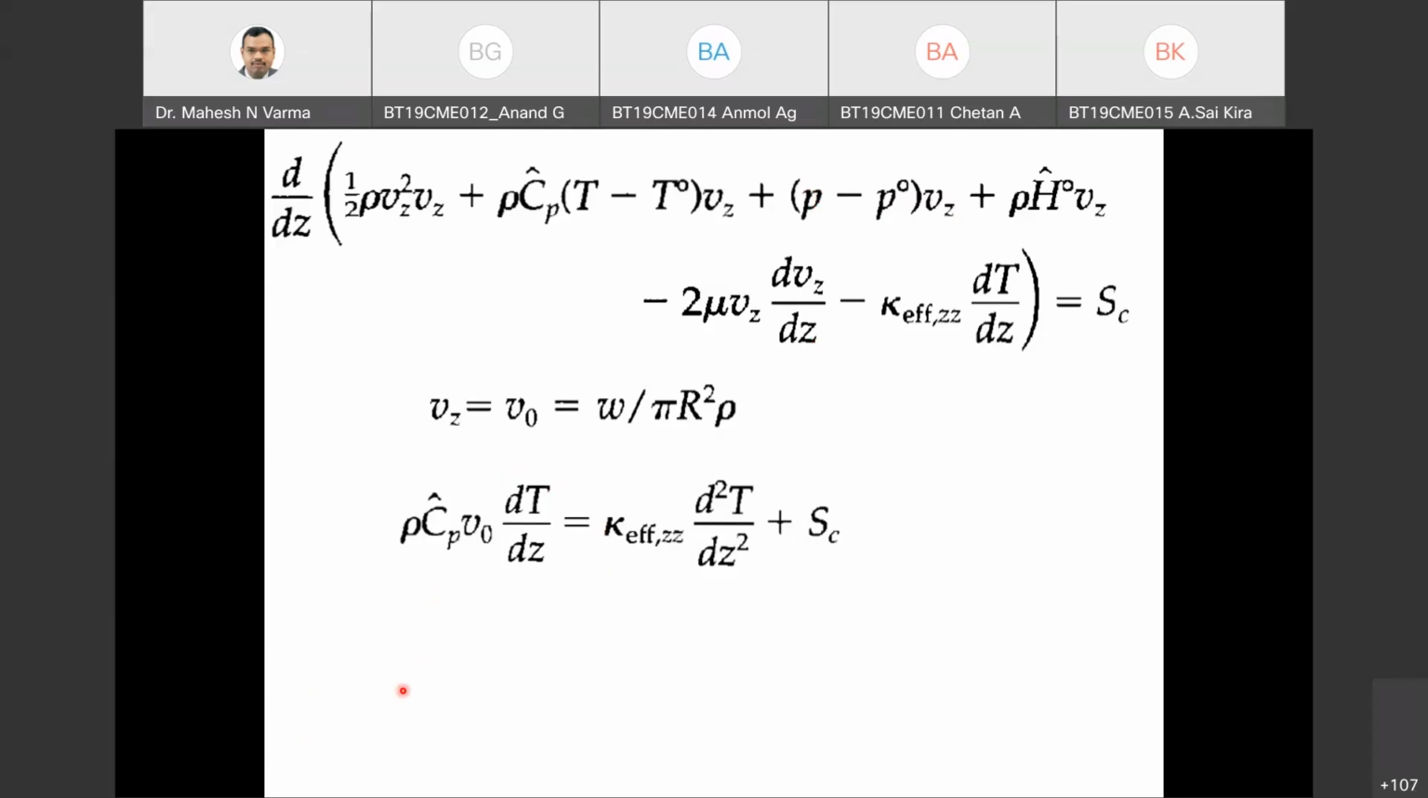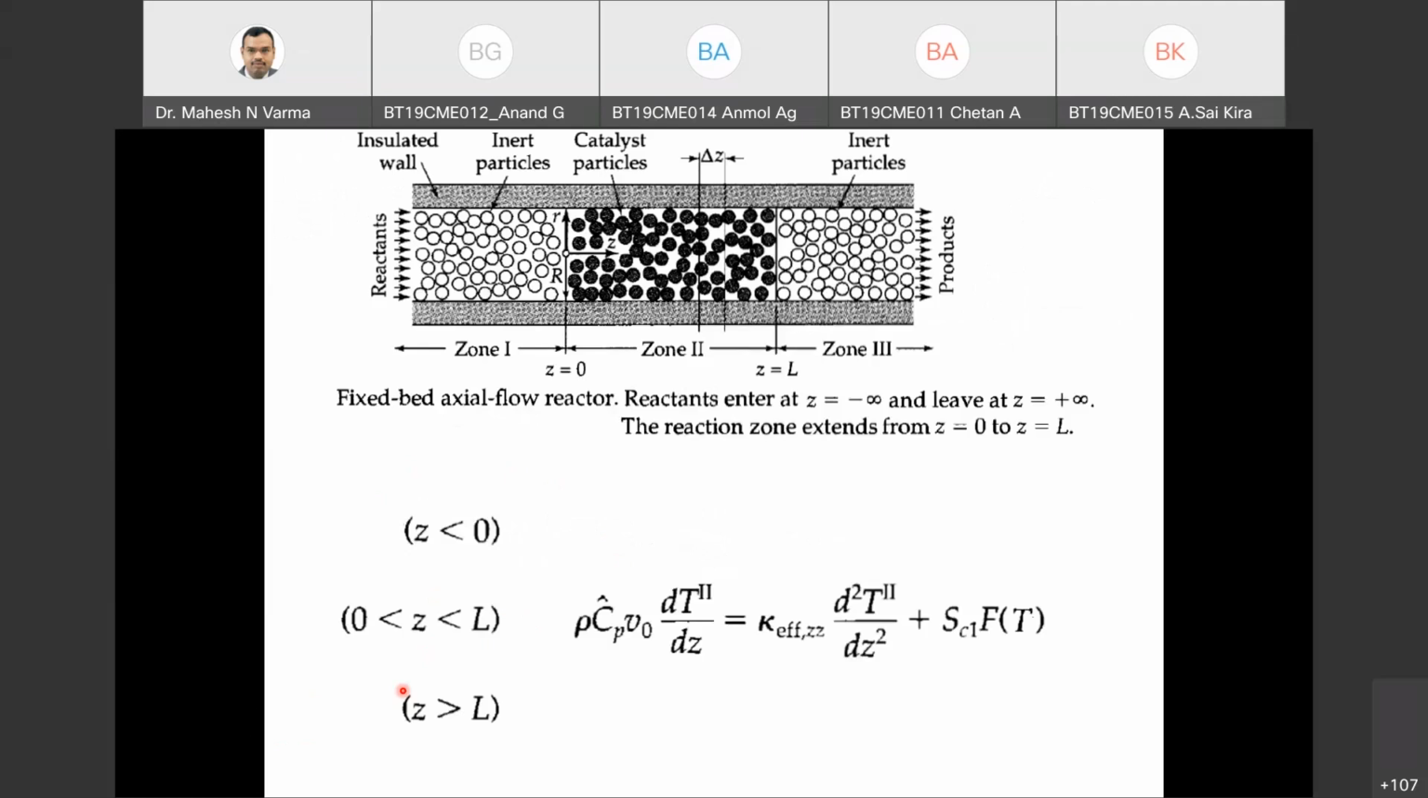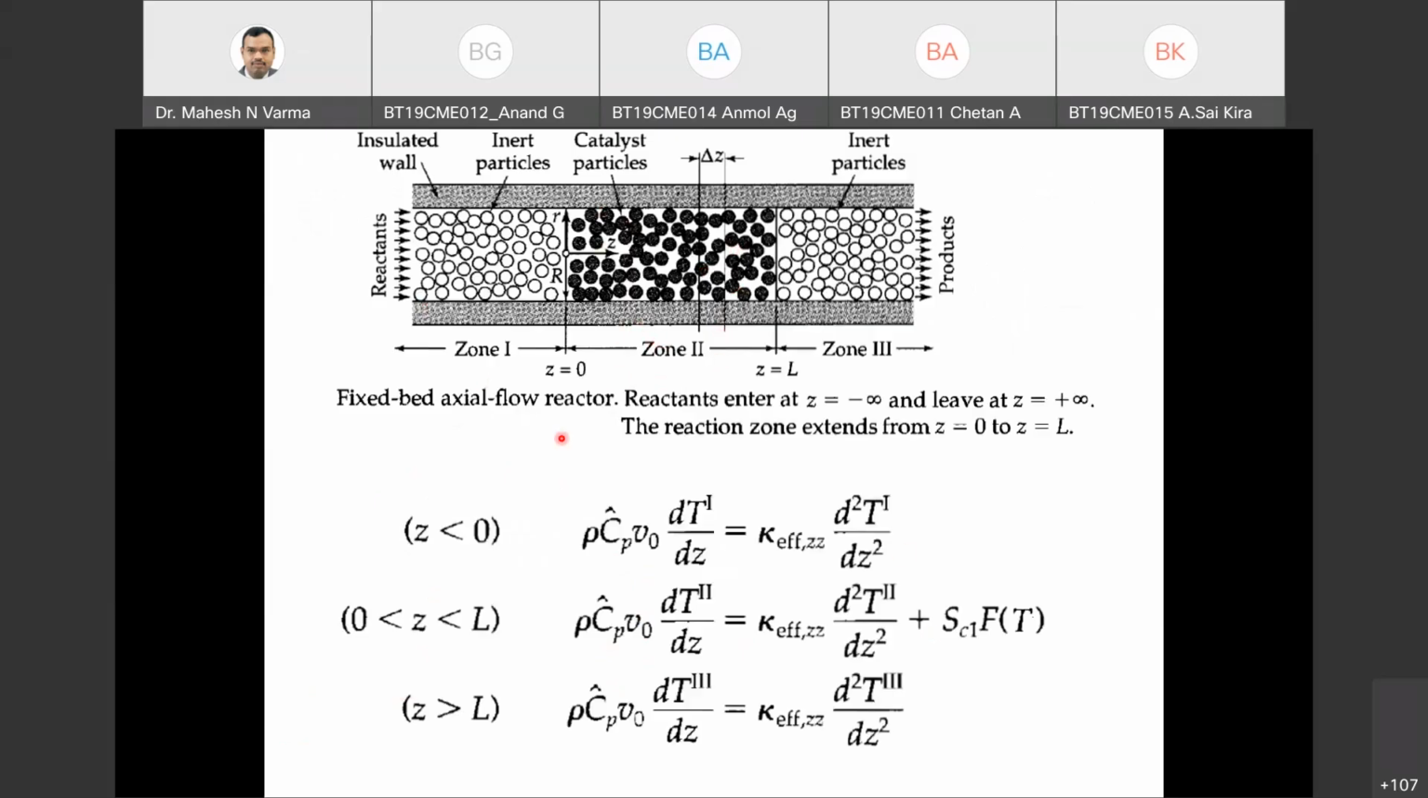Okay, this is for zone 1. So this is the equation for zone 1. Similarly, I can get the equation for zone 2. Similarly, I can get the equation for zone 3. Now, I need to solve these three equations simultaneously.